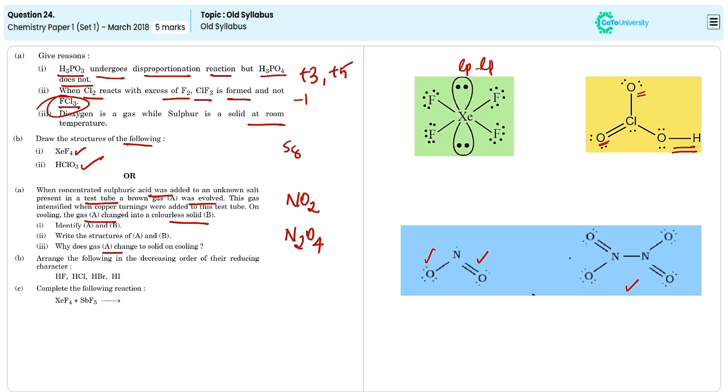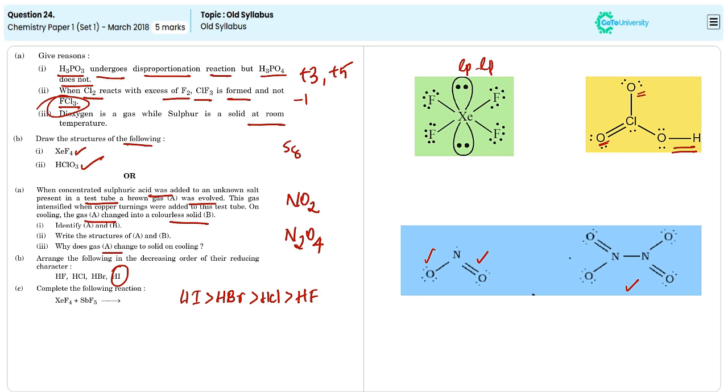In part B, we have to arrange the given compounds in decreasing order of their reducing character. The reducing agents are undergoing oxidation, that is, the release of electrons. Among these four hydrogen halides, the one which has the highest reducing property is hydrogen iodide because iodine is larger in size. And the least reducing character will be for hydrogen fluoride, because the size of the halogens increases from fluorine to iodine.